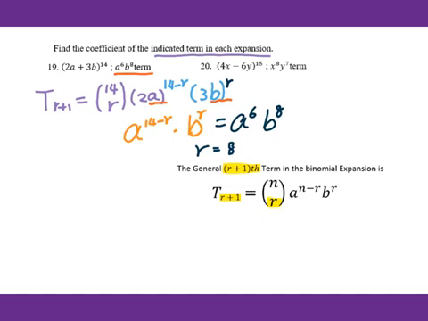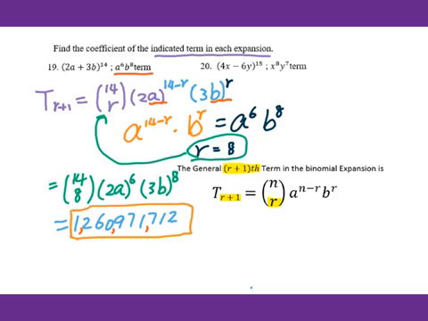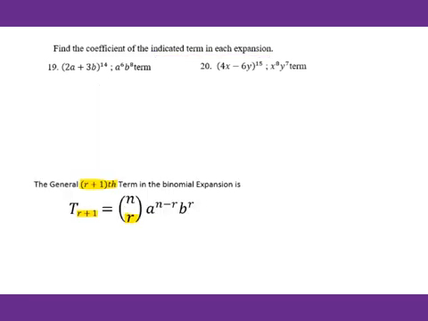Now we plug r equals 8 back into this general form. You will get 14 choose 8, 2a, do the 14 minus 8, that's a 6th power. And then 3b, we do the 8th power. Then we put it into the calculator. The answer will be a huge number like this. Now let's go to number 20.